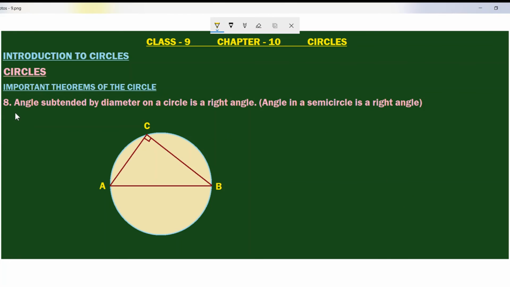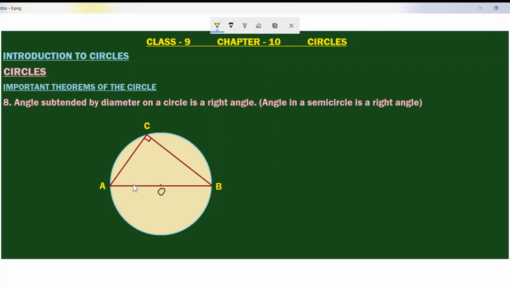Theorem number 8. Angle subtended by a diameter on a circle is a right angle. Angle in a semicircle is a right angle. That means if the chord AB, we know the diameter is also a chord, the biggest chord of the circle. Here AB is a chord, that is the diameter of the circle. Now, take the center of the circle. This is the center of the circle, O.